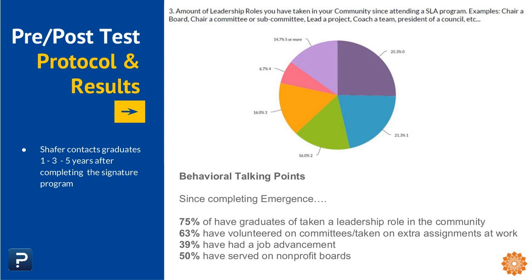So that's what we do. 1 year after completing our signature program, and then 3 years, and then 5 years after completing that program, we're finding out, how are they involved in the community? Have they taken a leadership role? Are they serving on a not-for-profit board? Have they been promoted? Have they taken on a new job? Are they taking on more opportunities at work? These are measures of behavior.